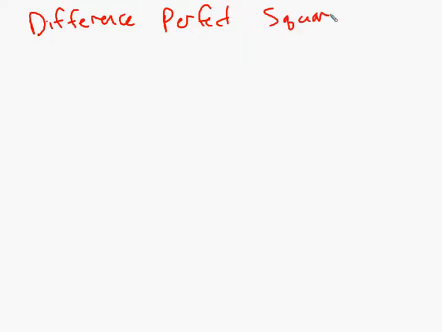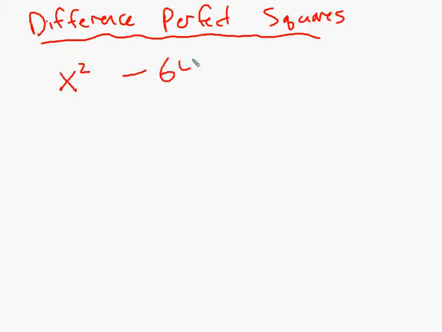Okay, so the next is the difference of perfect squares. Now there is a tricky thing about the difference of perfect squares. But let's just try one before we get into the thing. So let's say I have x squared minus 64. And notice here, it's not a trinomial, it's a binomial.